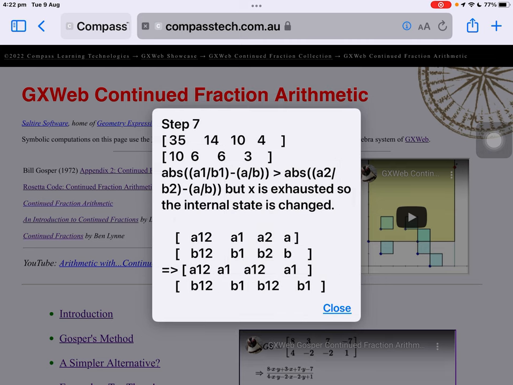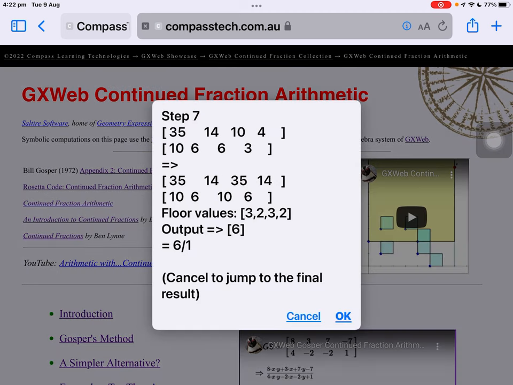Now, this tells us we want to submit an X term, but we've run out of X terms, so we simply do some changing of the matrix, again, according to the rules. The rules are very important here. This produces a new matrix, where the floor values are no longer equal, so we don't get to put anything in at this point. We keep going.